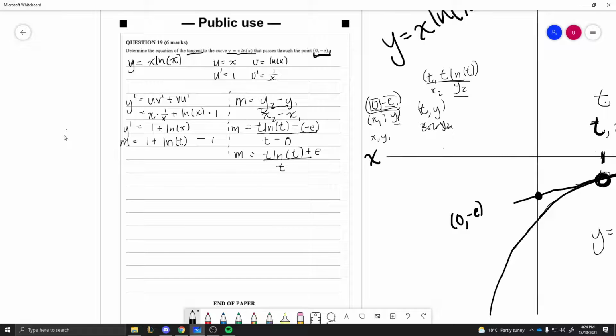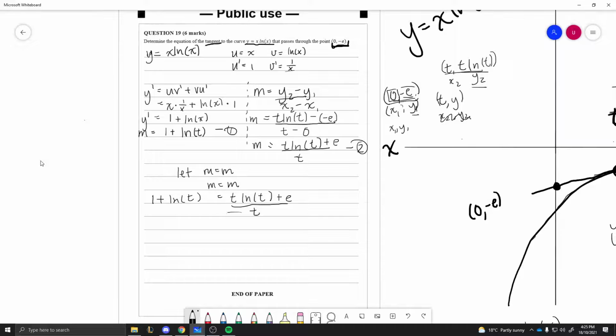So let's call this equation 1. Let's call this equation 2. Or not substitute, but let m equals m, because we know that m equals m. Now we can sub both equations into both sides. 1 plus ln of t is equal to t ln of t plus e over t.